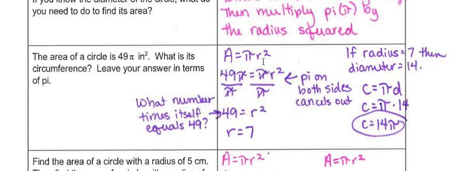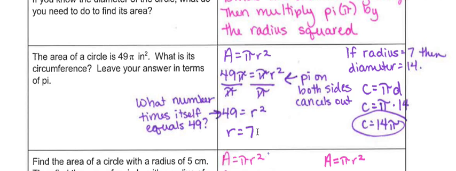So area is pi r squared. I'm told the area is 49 pi. That's equal to pi r squared. If you notice, we've got pi on both sides. It cancels out. So I marked these out. It's the same as dividing by pi. So basically, 49 is equal to r squared. So I ask myself, what number times itself equals 49? That's 7. So my radius of this circle must equal 7.